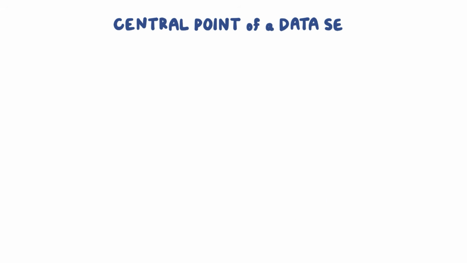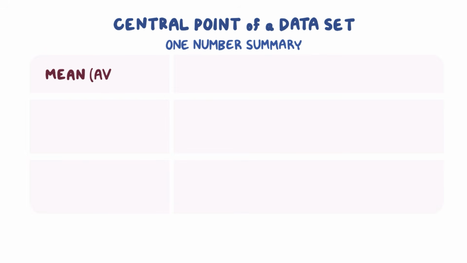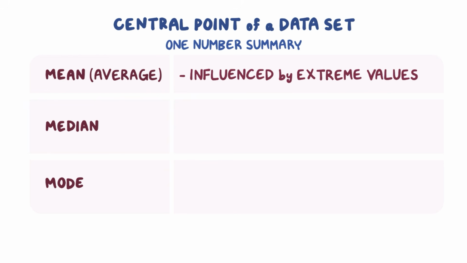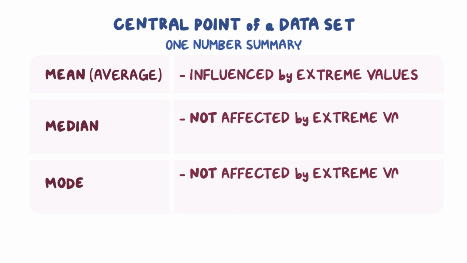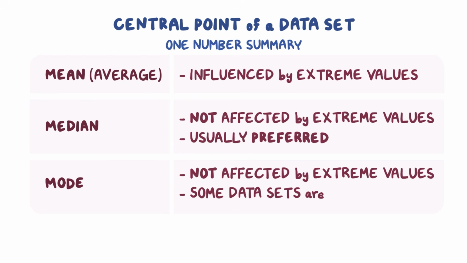Alright, as a quick recap. The central point of a dataset is the one-number summary of that dataset. The mean, or average, can be influenced by extreme values, whereas the median and mode are not as affected by extreme values. Between the median and mode, the median is usually preferred because some datasets are amodal.